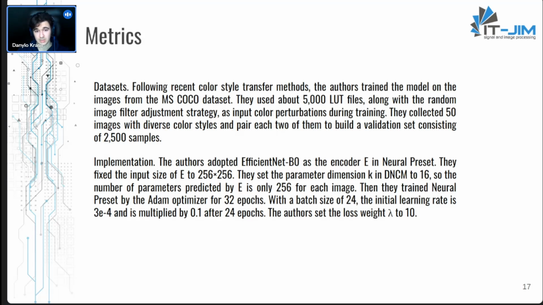2.5 thousand samples. And about implementation, as encoder, the authors adopted the EfficientNet model. They fixed the input size of the encoder to 256 by 256, set the parameter dimension k in the NCM to 16, and trained Neural Preset by Adam optimizer for 32 epochs with a batch size of 24. The initial learning rate is 3e-4, and then it's multiplied by 0.1 after 24 epochs. And the lambda was set to 10.